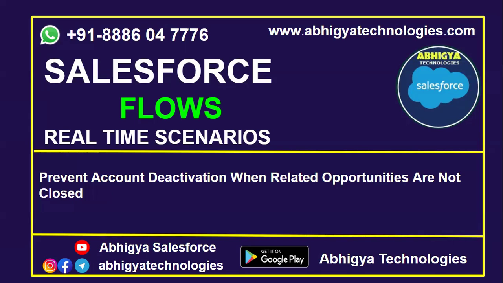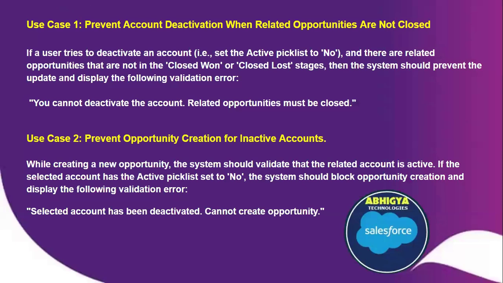In the Account object we have one Active picklist with the values Yes and No. When they try to update the value from Yes to No, it should check whether any opportunities are still open. If so, we have to prevent the deactivation of that particular account. So here is the use case.